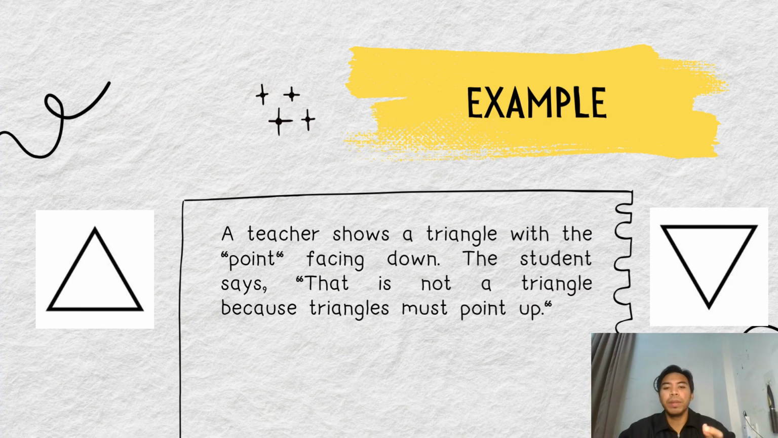So here is an example: a teacher shows a triangle with the point facing down. The student says, that is not a triangle because a triangle must point up. You can see that on the left side, which is the usual position of a triangle, the student calls it a triangle. But when the teacher turns the triangle facing down, the student doesn't recognize it's also a triangle. The student says the triangle must point up. So yeah, this is wrong.